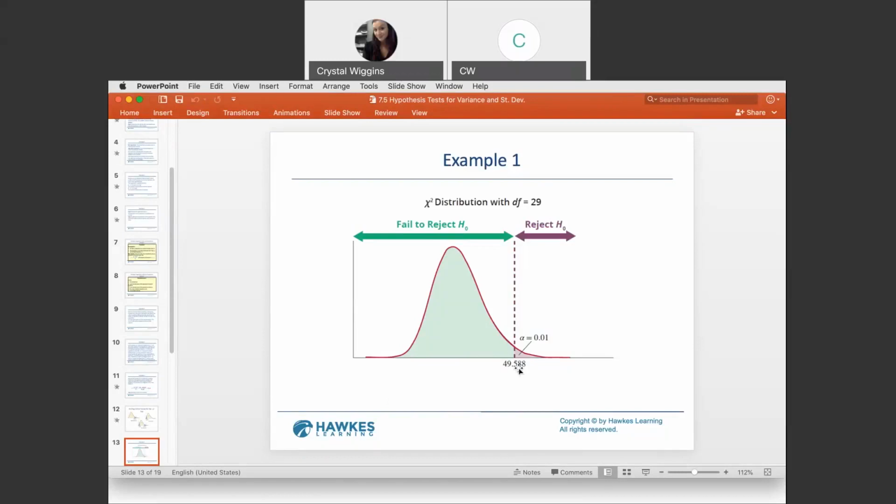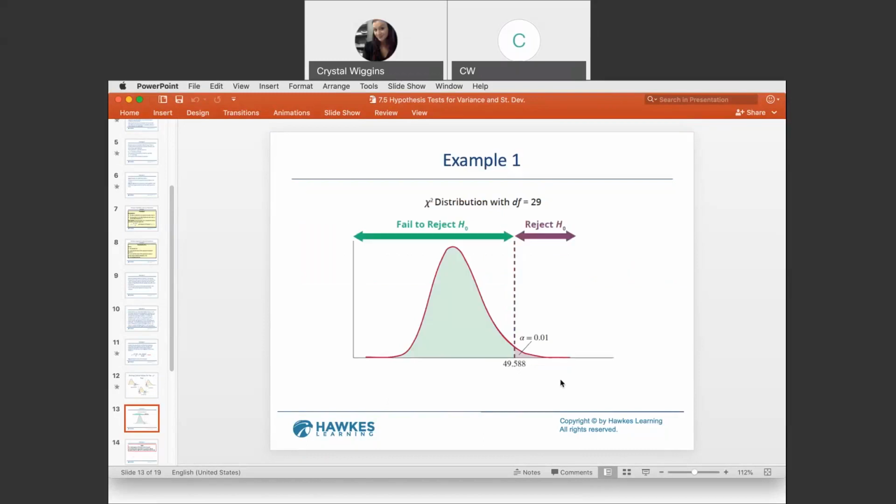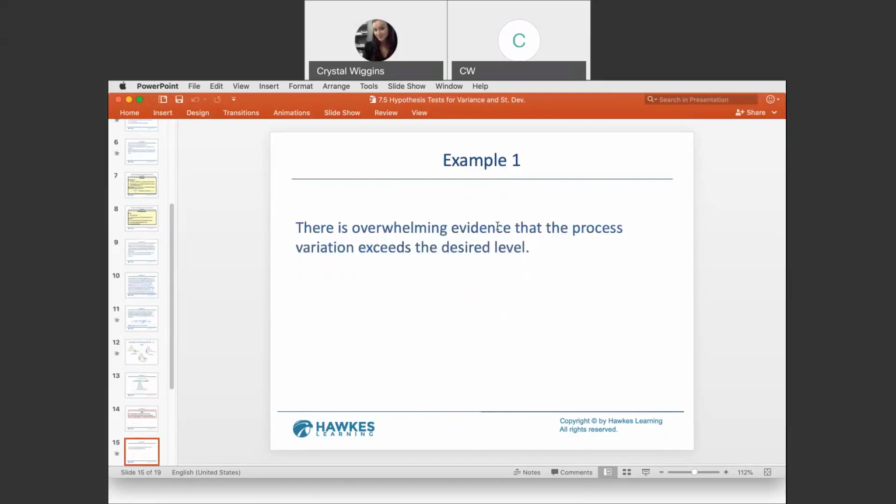So we can see that that's the value here in the PowerPoint, the 49.59 or 588, they rounded a little farther out. So now if we note that the chi-squared statistic 56 is to the right of 49, and therefore we are rejecting the null hypothesis and claiming that the variation is excessive. So there's overwhelming evidence that the process variation exceeds the desired level, which means that our expectation is that the amount of active ingredients tablet to tablet varies too much for it to be safe.